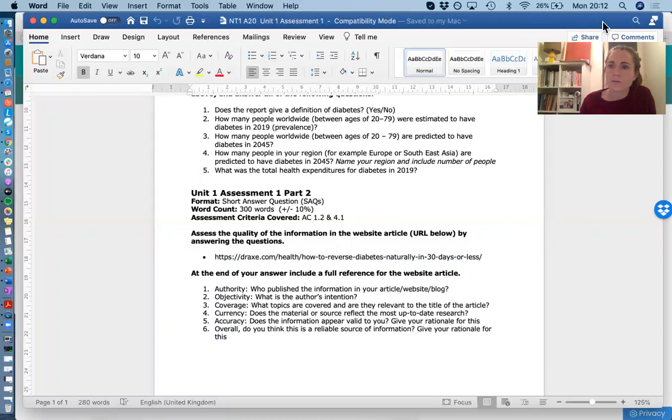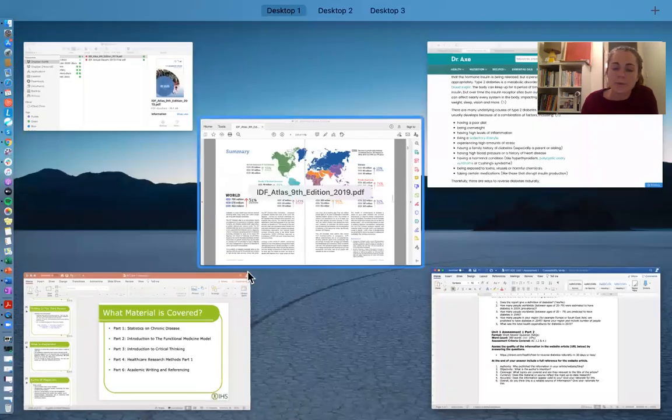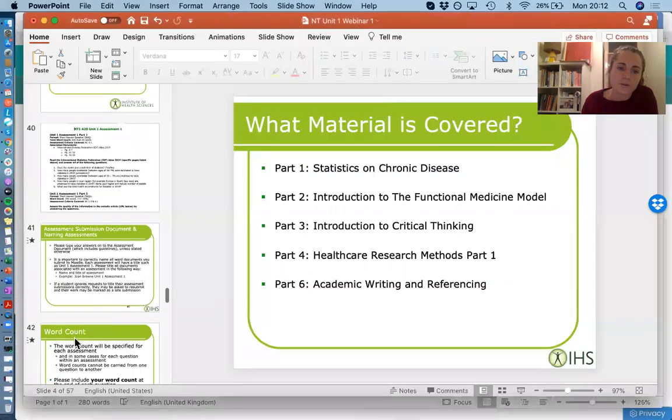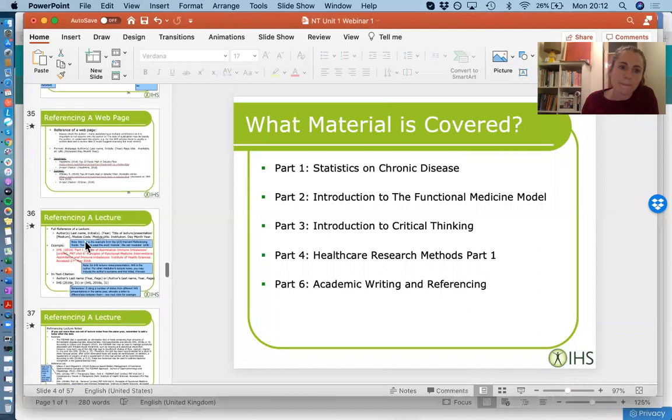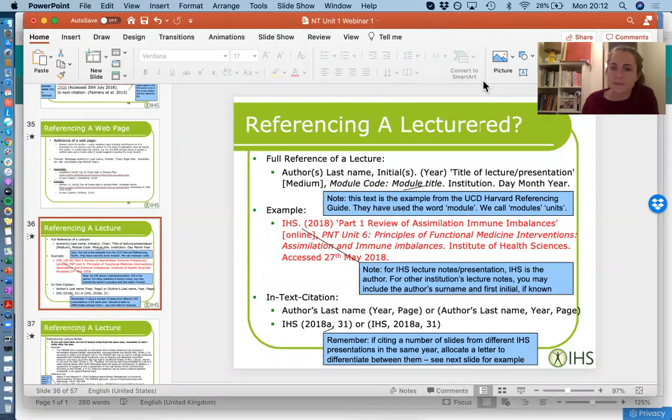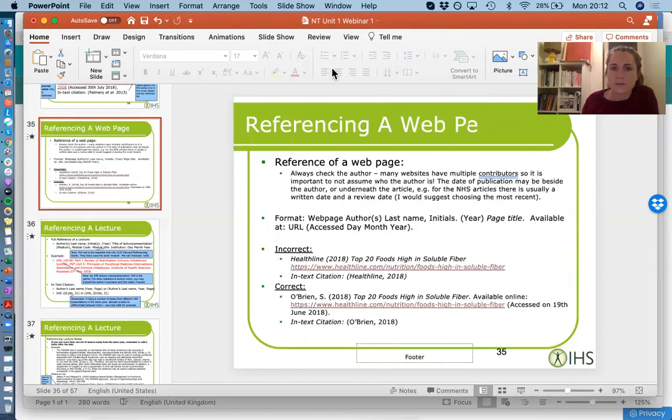I have a question, sorry. Yeah. Here it says at the end of your answer, include a full reference for the website article. I don't know exactly what that means. Yeah, so what that is, we're just getting you back into referencing. So we want you to include the reference. Do you remember when we just looked at it here? This is a reference. So it says to include a reference for the article.